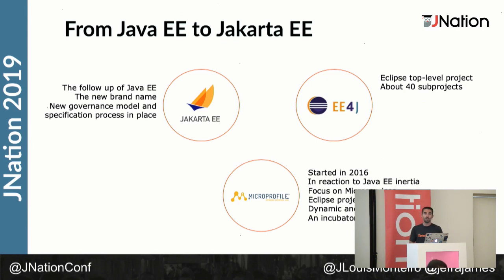Jakarta EE is basically the top level project at Eclipse where all the sub-projects are living. So again, there are about 40 projects in there. We'll get some numbers a bit later as well. The interesting thing is that the MicroProfile, which we are going to discover a bit later, started in 2016. It's also hosted at the Eclipse Foundation, so it makes things easier in terms of sharing the knowledge, also sharing the community. And we'll see how MicroProfile comes into the landscape and what it brings to the Java EE world.